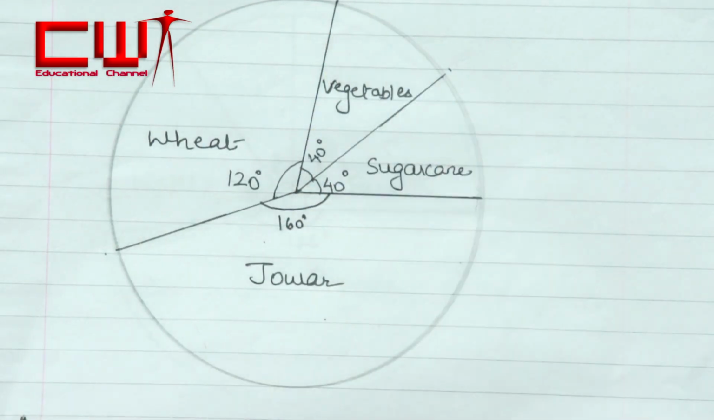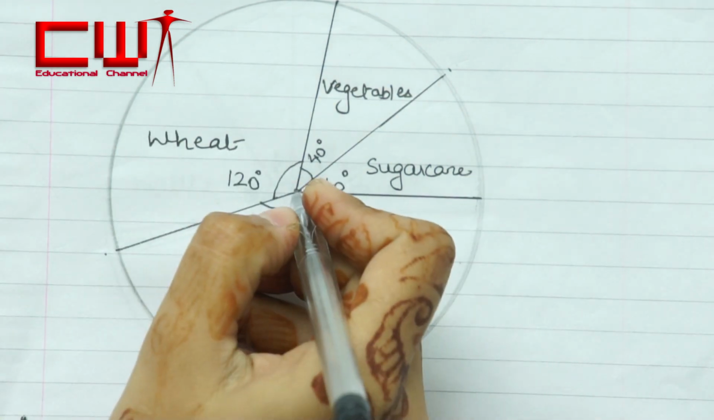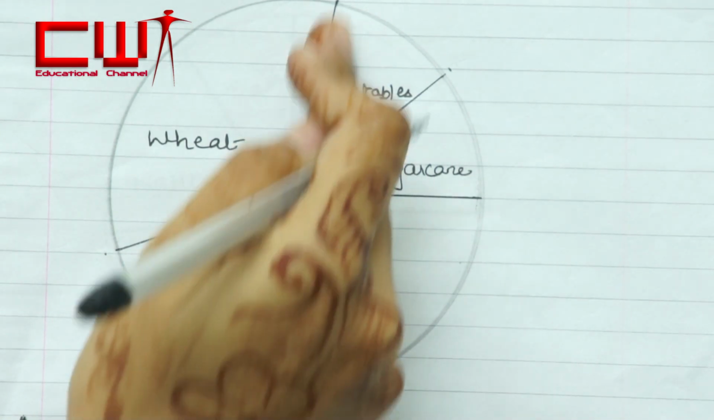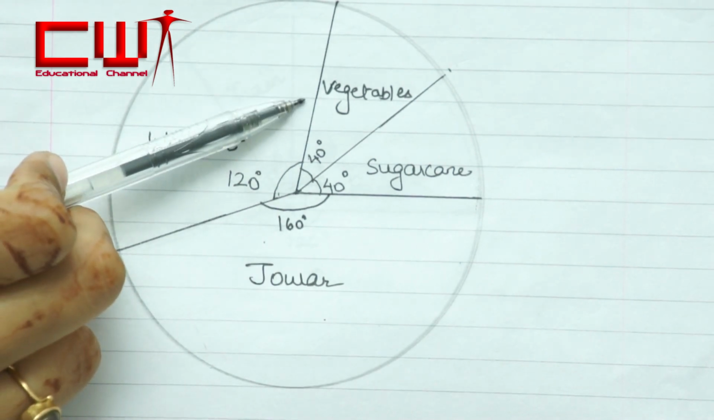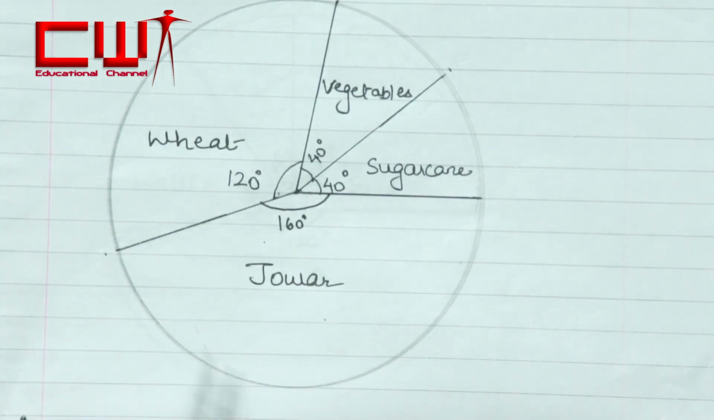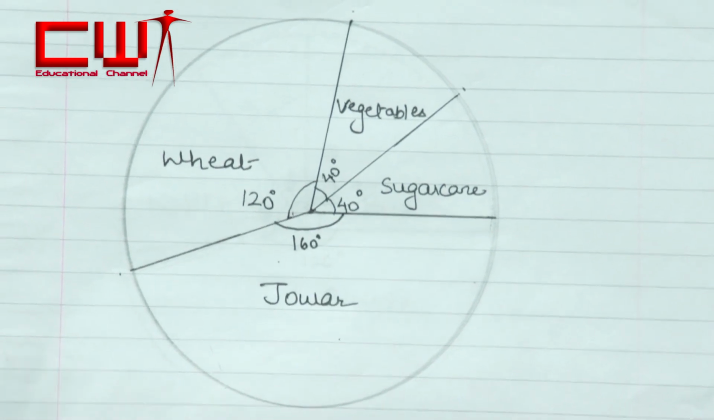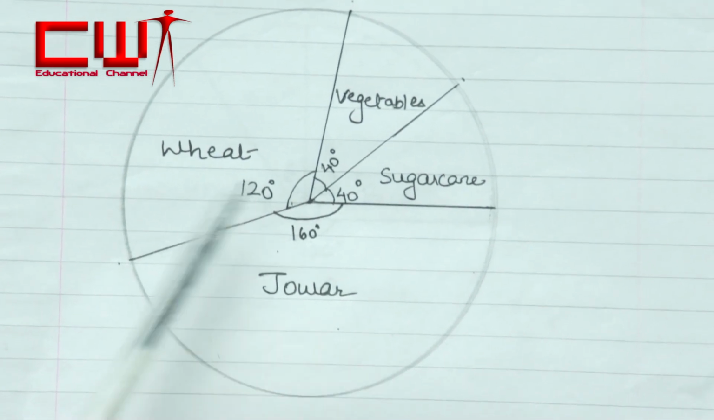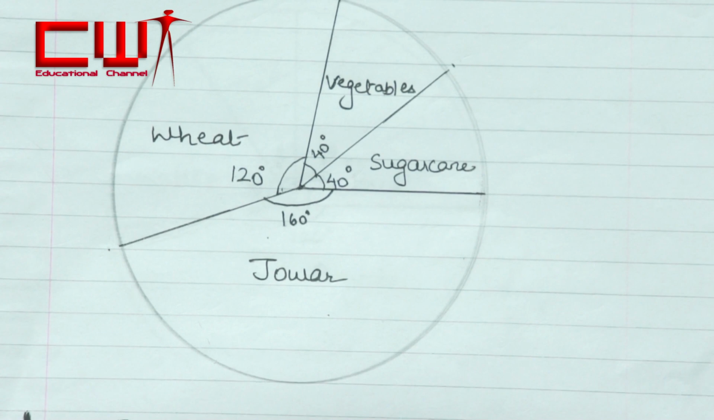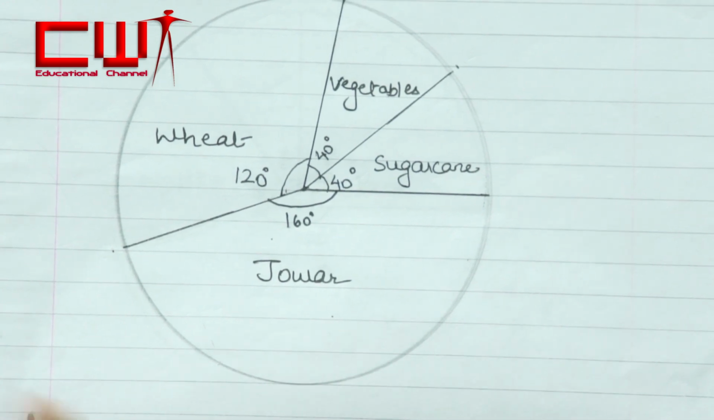So till 40 you will get sugarcane. Next you will draw 120, put the protractor here and your baseline will be vegetables. You will get 120 and the remaining jowar will be 160. That is why it is suggested that you always draw the numbers which are least first. Whatever will be the remaining, that will be the highest that is given.